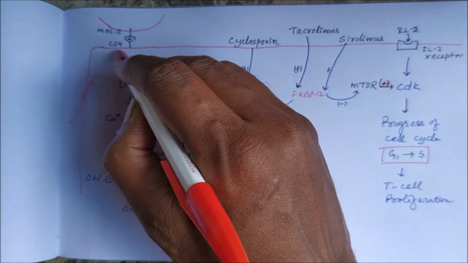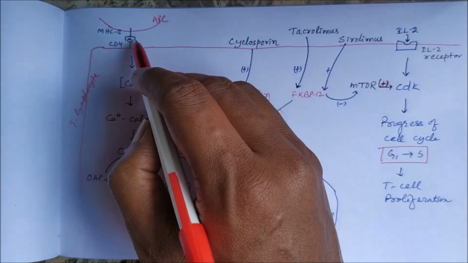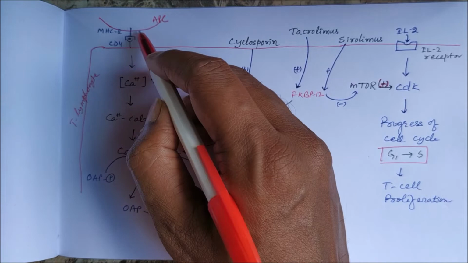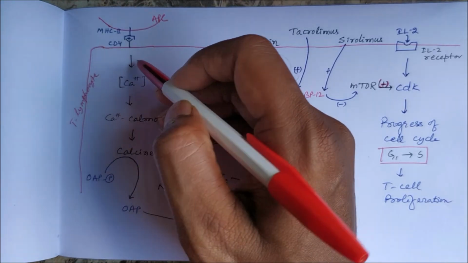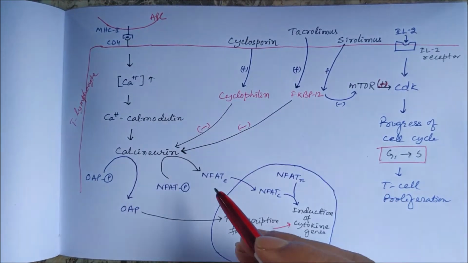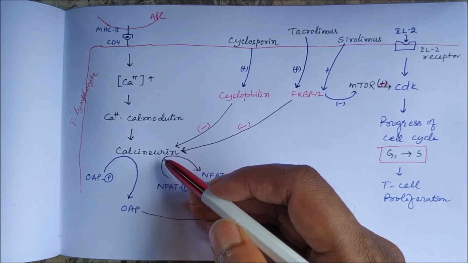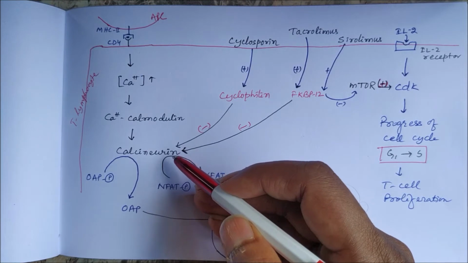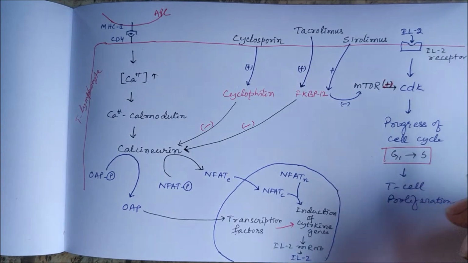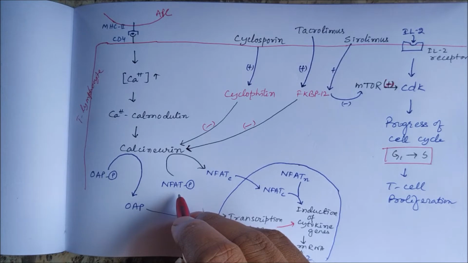There is expression of CD4, cluster of differentiation 4, and the antigen presenting cell expresses major histocompatibility complex 2, and when there is interaction between the major histocompatibility complex 2 and CD4, intracellular calcium increases, calcium binds with calmodulin, and calcium calmodulin activates the calcineurin, and this calcineurin can activate this nuclear factor of activated T cells.